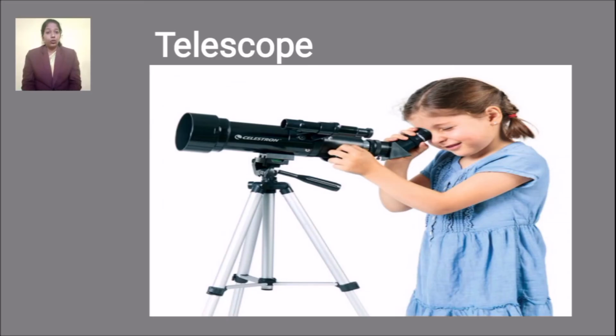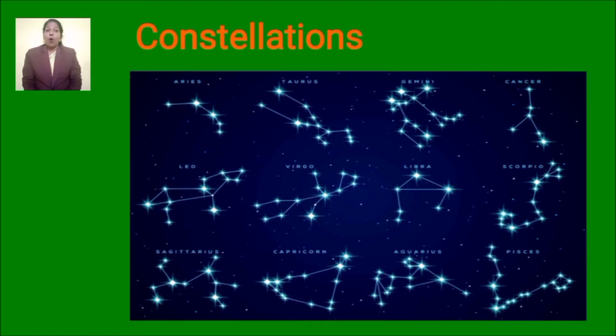To look at the moon and the stars in the night sky, we use an instrument called a telescope. A telescope helps us to see far off objects such as the stars, the moon and the planets clearly. Now let's move on to the next topic, and that is constellations. What are constellations? Patterns formed by a group of stars in the sky are called constellations.